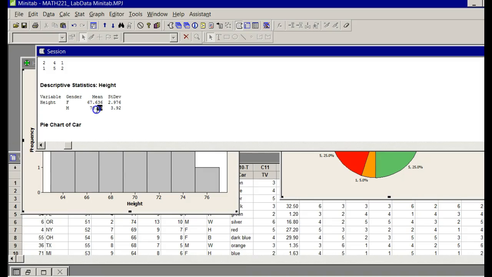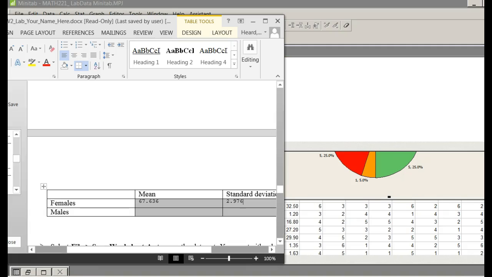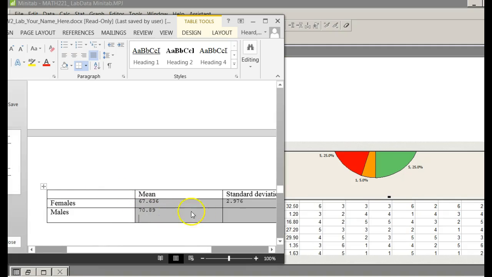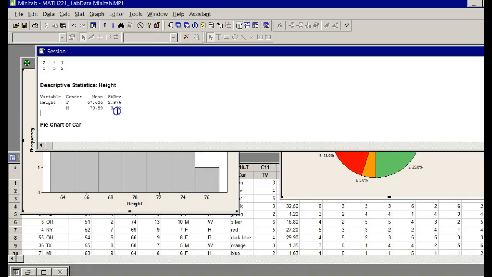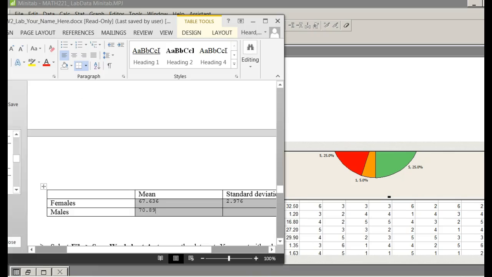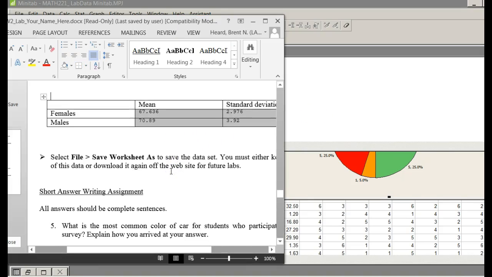The males mean height, control C. Remember, I changed the data. There is the average. Back that off. Standard deviation, control C. Pop that in there. Boom. Backspace.